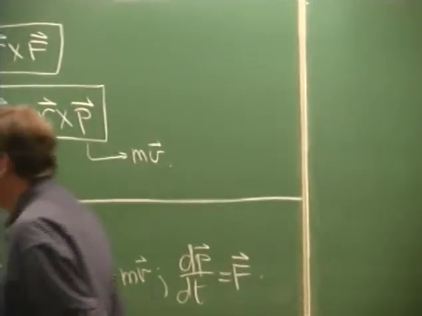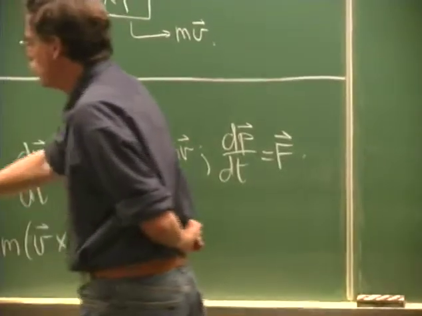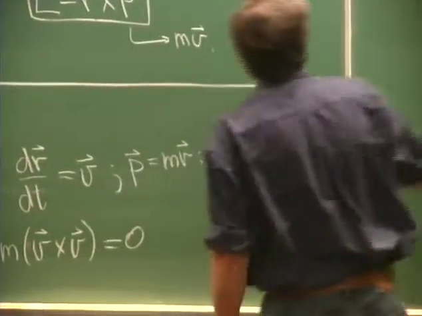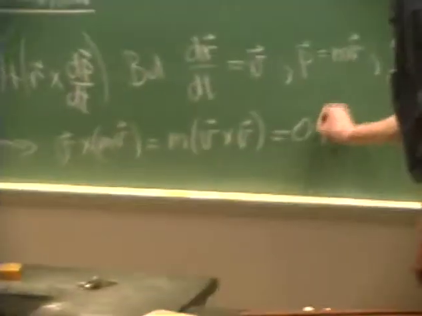So the conclusion: in calculating the time derivative of L, dL by dt, the first term drops out as 0, and the second term is r cross F. But what's that?